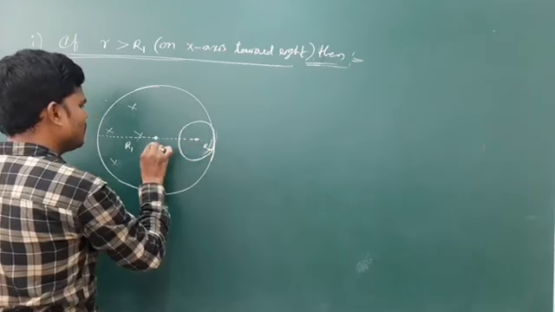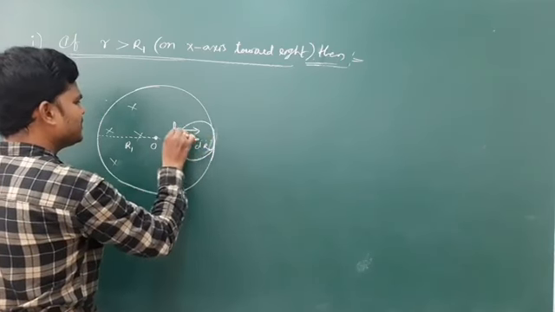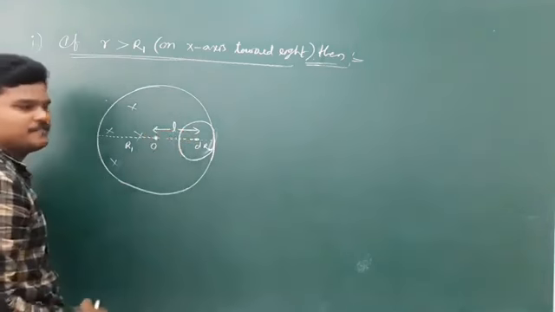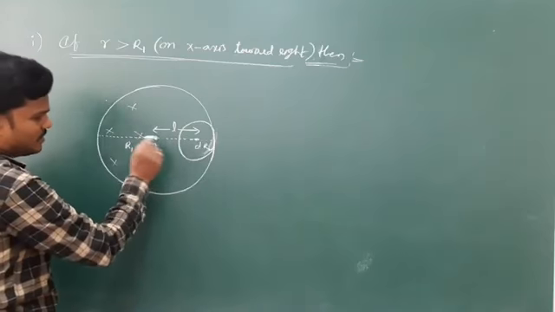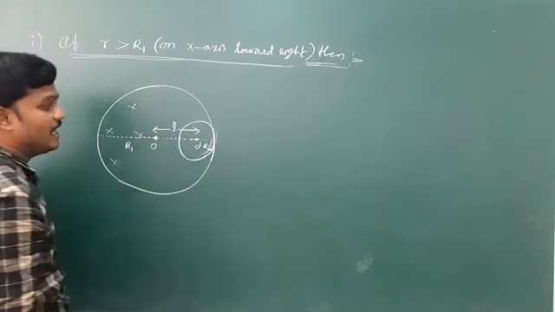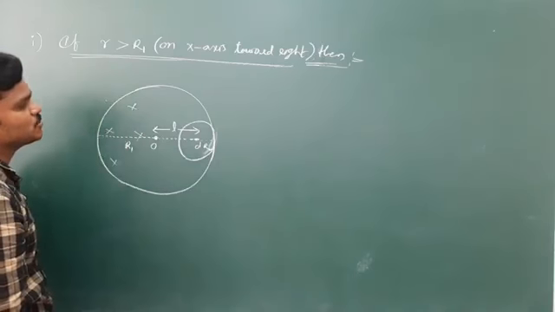Let us suppose this is O and this is O dash. This gap is L. They given this L also. If they given some 2 meter, 3 meter, you substitute the value. So the distance between these 2 points is given L. Now r is greater than R1 on x-axis towards right.